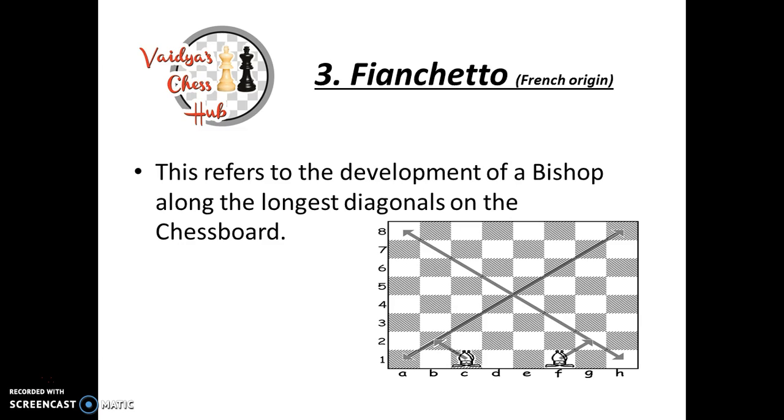We come to the third one, fianchetto. It is Italian in origin, and I will come again with the pronunciation. It is fianchetto. This refers to the development of a bishop along the longest diagonal on the chessboard. Now, if you see in the figure, the bishop on c1, if it is developed onto this b2 square, it will be on the longest diagonal of the chessboard. And similarly, this bishop on f1, if it is played to g2, it will be on the longest light colored diagonal on the chessboard. So that is what a fianchetto is.